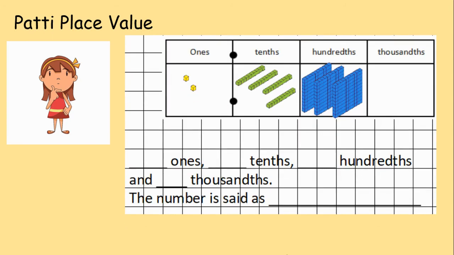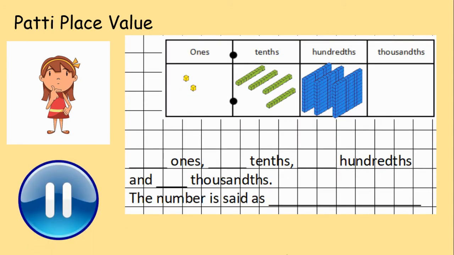Let's take a look at some place value. I've used Dienes to represent a number. I would like you to work out how many ones, tenths, hundredths, and thousandths this number has. You also need to write how the number is said. Press pause now to work out the answer, and then press play once you are ready to continue.